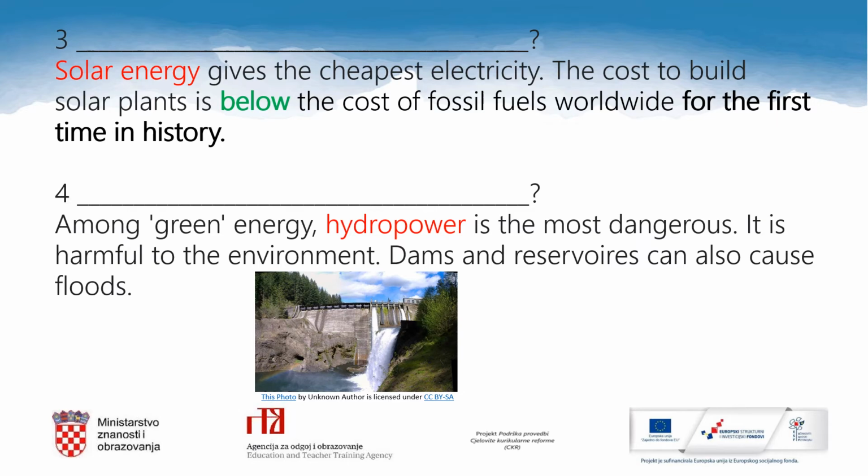Among green energy, hydropower, the power of water, rivers, is the most dangerous. It is harmful to the environment. Dams, here you have them in the picture, brane, and reservoirs can also cause floods, poplave.